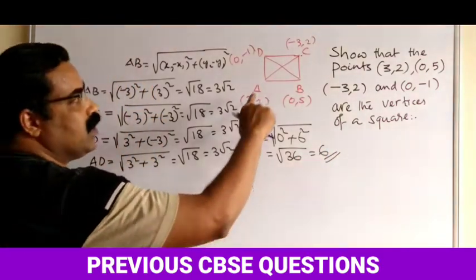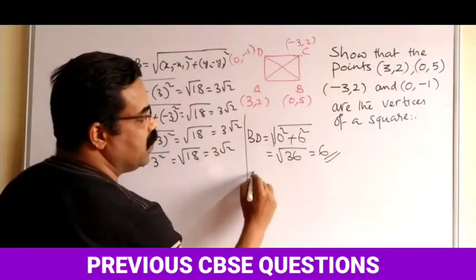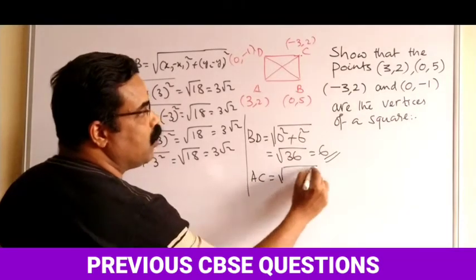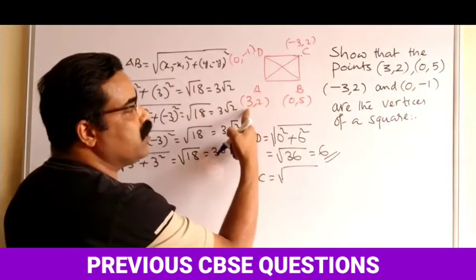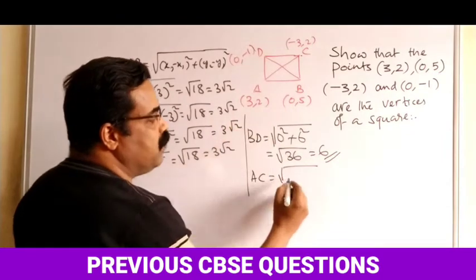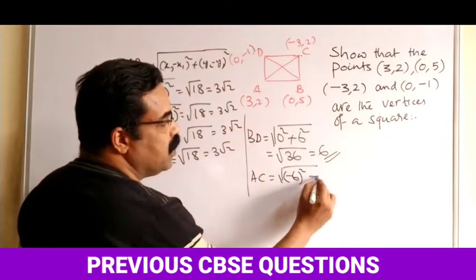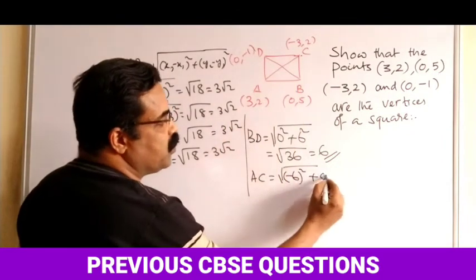Now let us see what is the second diagonal AC. AC is equal to under root (minus 3 minus 3) all square, that is minus 6 all square, plus 2 minus 2, 0 square.